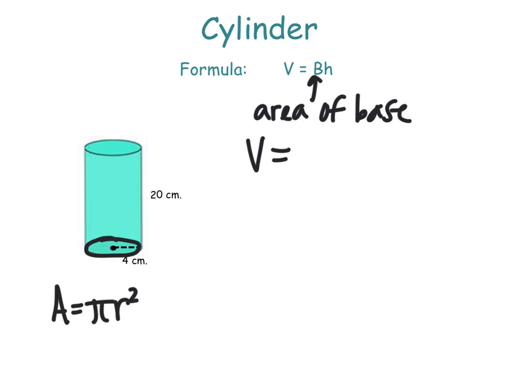So V is equal to the area of the base, which is going to be pi r squared, and then times the height of the cylinder. All right, your turn. Pause the video, see if you can fill in your numbers into the correct places and solve for the volume.